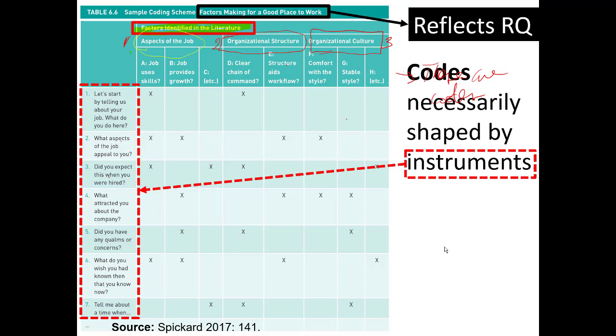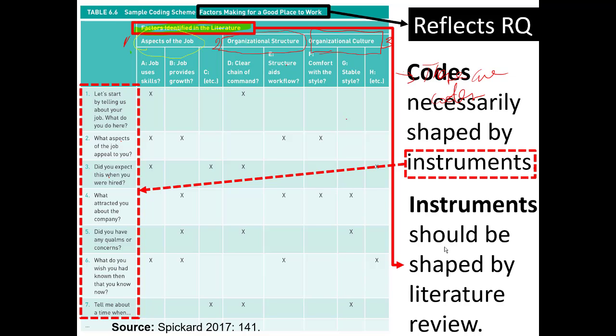All right, that's probably confusing. Sorry. All right, so up there we have factors identified in the literature. So basically, this means, what do we think we're going to find based on what the literature review tells us? So the point here is your instruments should be shaped by your literature review if you are using deductive coding.